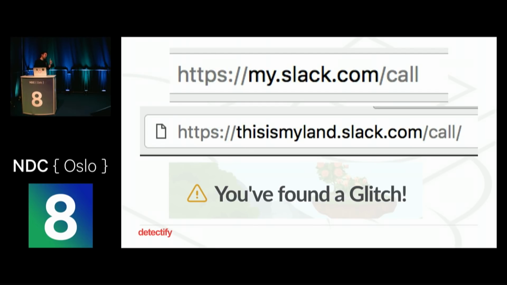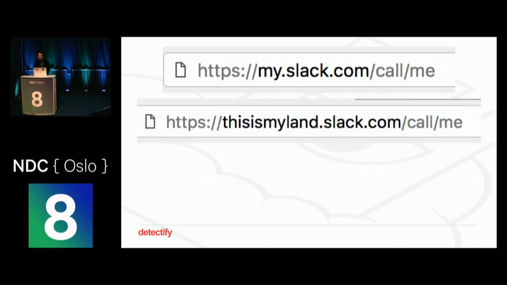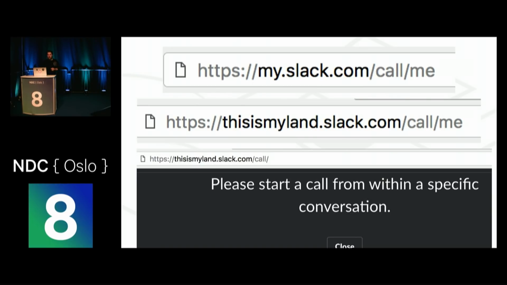But there's an easy trick for that, and it's the same regular trick in APIs. If you want to look for users, look for me. So you take call/me, which is a brilliant idea, trying to call yourself. It would redirect you to thisismylandcall.me, and it will get you the call window, which is magic.